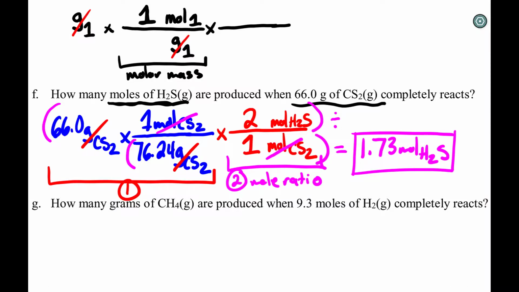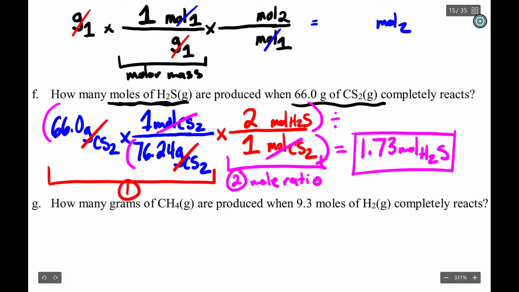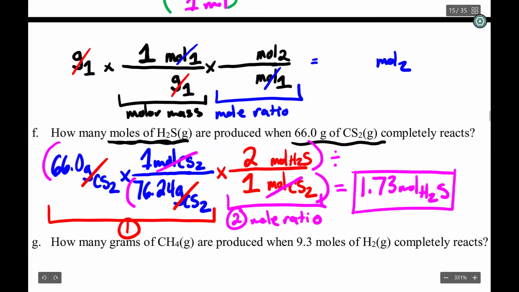In order to convert the moles of substance 1 into substance 2, I have to do a mole-to-mole ratio with the moles of substance 1 on the bottom and the moles of substance 2, the one I'm solving for, on top. This will cancel out the moles of substance number 1 and leave you with an answer in moles of substance number 2. This is accomplished through a mole ratio, where the moles in this spot, here and here, are from coefficients in a balanced chemical reaction.